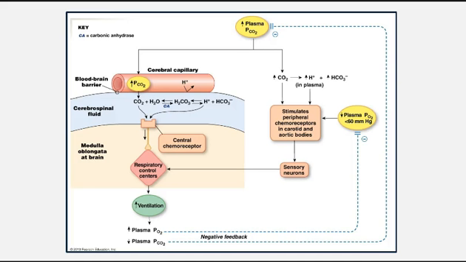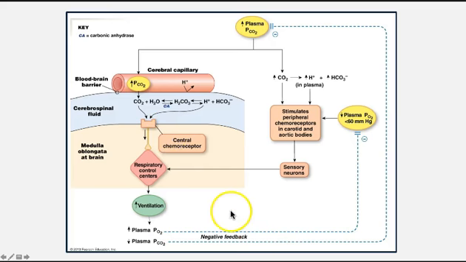Now, this image really takes everything and brings it together. Here are your central chemoreceptors in this pathway, and here are your peripheral chemoreceptors in this pathway. For the central chemoreceptors, if you have an increase in PCO2, that can diffuse into the cerebrospinal fluid, the fluid that surrounds the brain, and it gets converted to hydrogen ion.